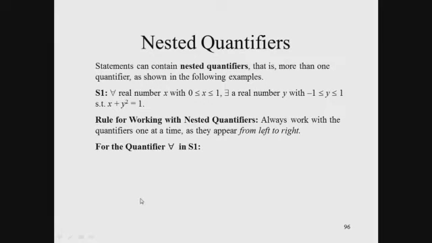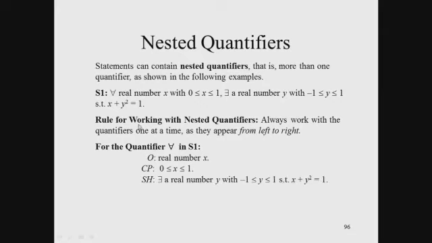So for the quantifier for all in the statement S1, we need to identify the objects, the certain property, and the something that happens. So can you help me with this? What are the objects here? A real number x. Yes, a real number x. What's the certain property? x is greater than 0 but less than 1. That's right. And the something that happens? There is a real number y. There is a real number y with y between -1 and 1 such that x plus y squared equals 1.